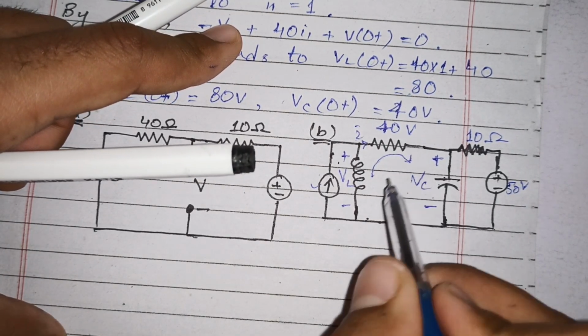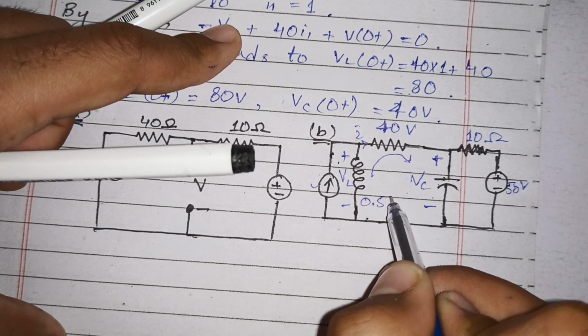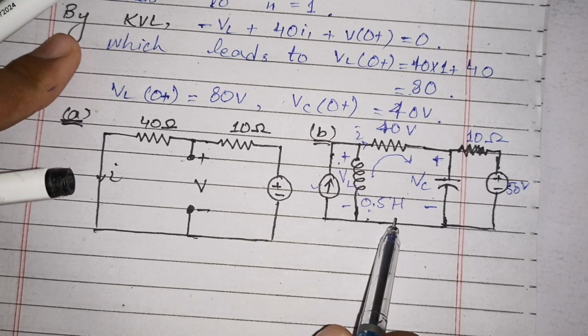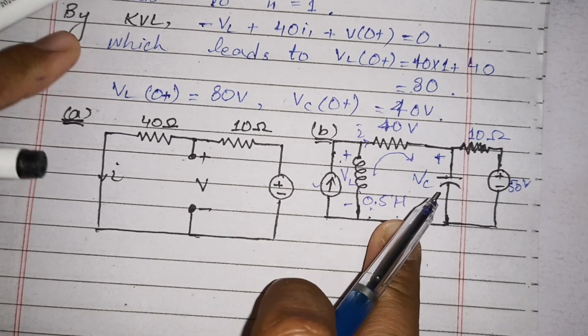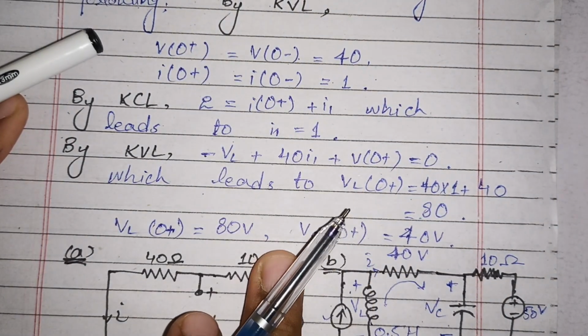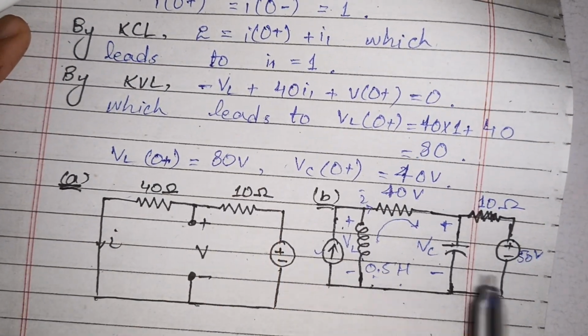Now, by using KVL, we have solved this circuit. The inductor is of 0.5 Henry. We have solved the circuit by using these calculations. Okay, we will meet in our next problem.